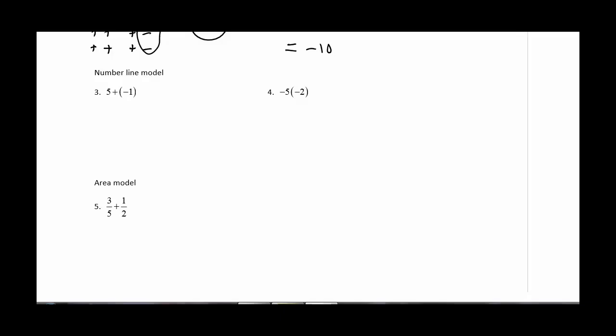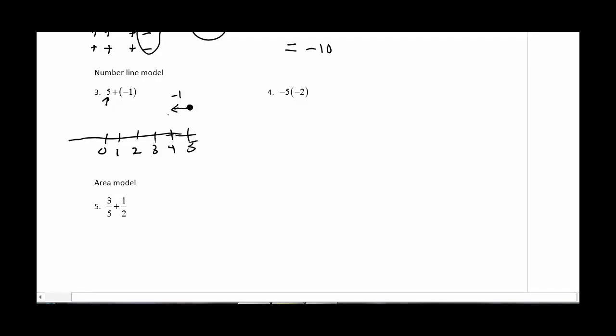The number line model, of course, starts with a number line, so I'm going to go ahead and sketch that. And when we're adding two numbers, that first number tells me where to start. So I'm just going to put 0, 1, 2, 3, 4, and 5. Okay, so I start at 5, and I'm going to add a negative 1 to that. So negative 1 means I'm just going to go back 1 unit, and that puts me at 4. So the answer to that particular question is 4. And again, I'm looking specifically for that picture.